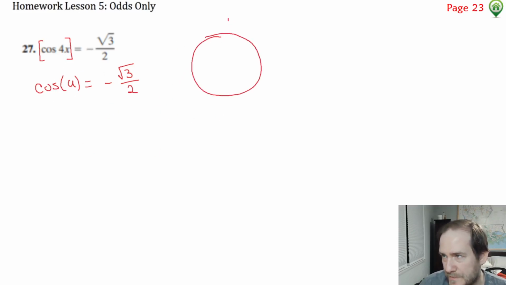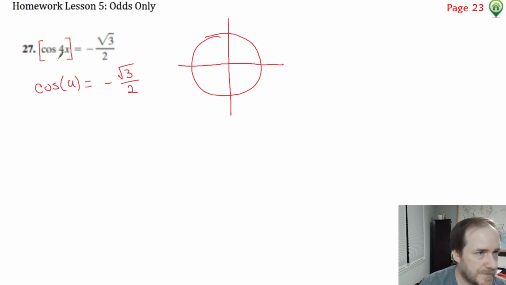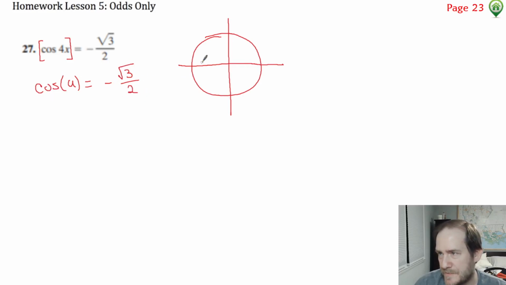I still really prefer drawing a picture. Maybe you guys know off the top of your head which angles have cosines of negative root 3 over 2, but I don't. And I don't ever want to know because I can always draw a picture and I feel safer doing that. I'm looking for x coordinates of negative root 3 over 2, so that's x's that are very far to the left. That tells me I want these positions, and that I'm looking for 60-degree reference angles. I'm looking for those two positions.